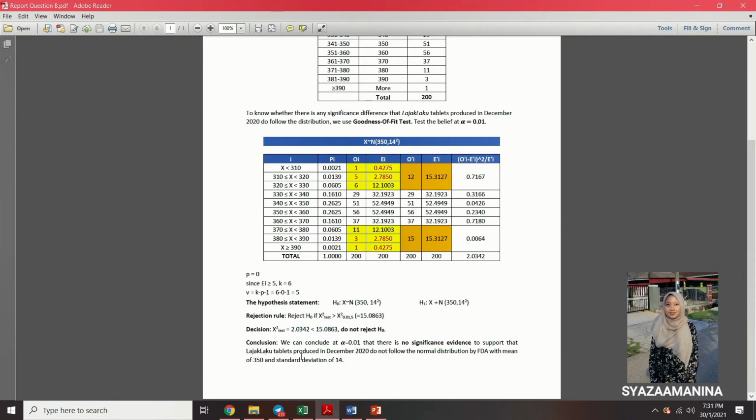As the conclusion, we can conclude at alpha 0.01 that there is no significant evidence to support that LAJAK LAKU tablets produced in December 2020 do not follow the normal distribution by FDA with a mean of 350 and standard deviation of 14.